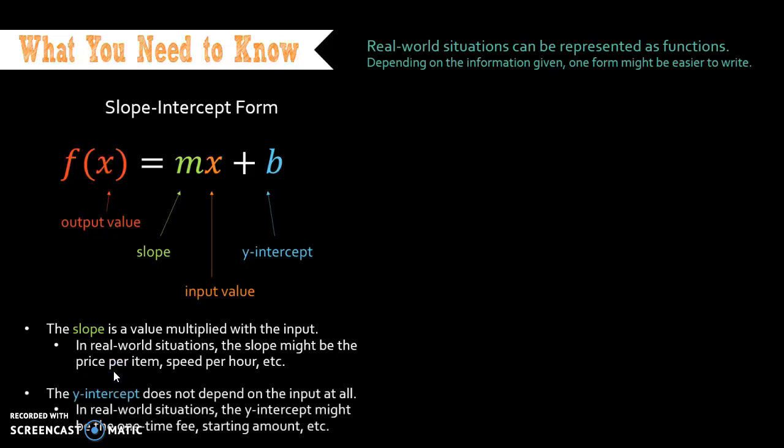And your y-intercept does not depend on your input value. This b right here stands by itself. It's not touching your input at all. It doesn't care what your input is. In real-world situations, that means that your intercept might be a one-time fee or your starting amount, something that does not depend on anything else changing. It's something that remains constant.